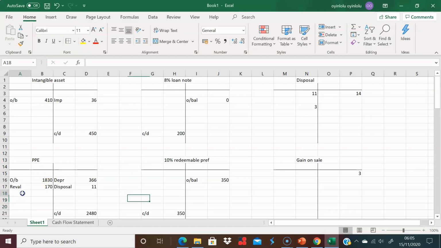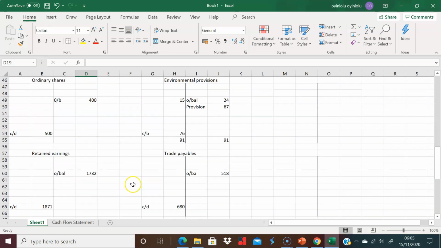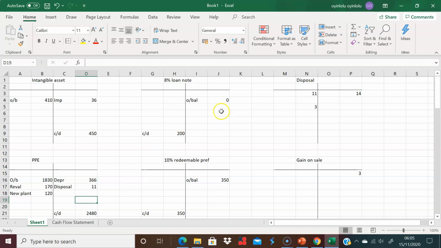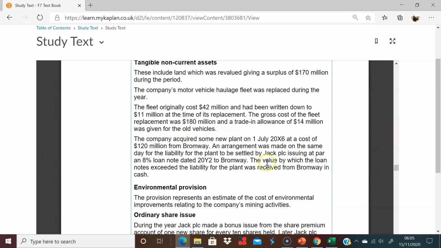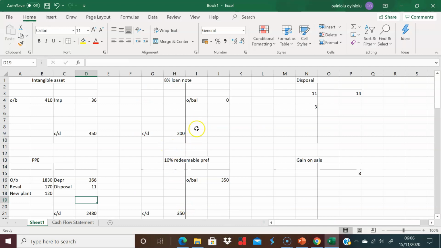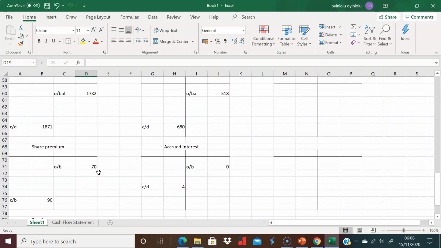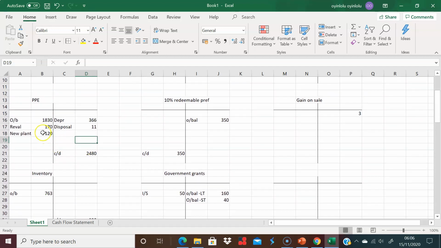They tell us very clearly. So I have new plant here, 120. 120 by a loan, and I think we've already recognized that loan, I believe. Somewhere there is a loan for 120. Here it is. So we acquired, and yes, an arrangement was made for the liability to be settled, and the value by which the loan notes exceed the liability. So if you notice carefully, what happened was you received 200, we'll come to this, so you received more than the actual, but we'll leave that for now. We know that that's money coming in via the loan, and we can deal with that when we talk about the loan. But in terms of the PPE, we know that's what happened. You got some new plant for 120.